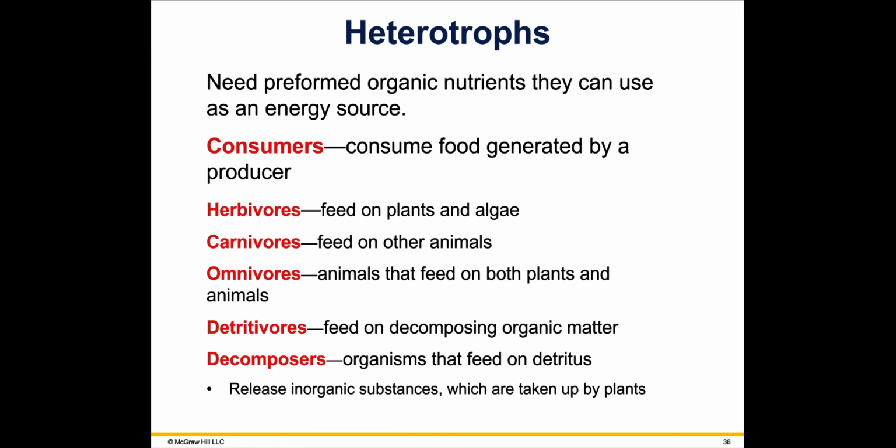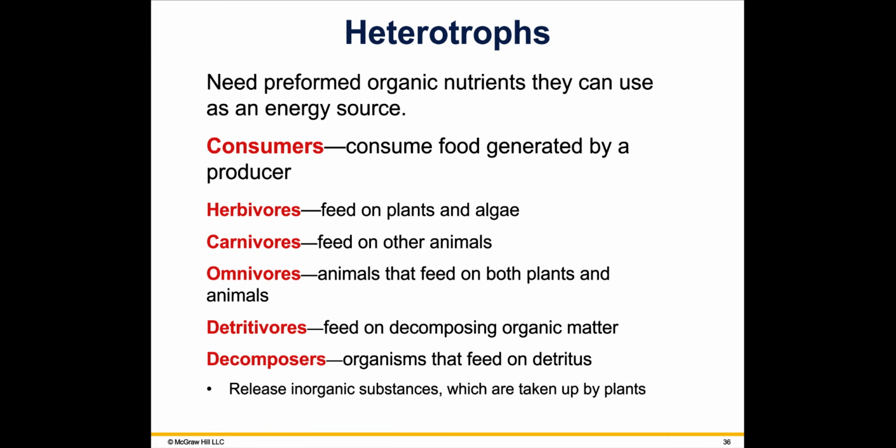Then we've got heterotrophs. They eat in order to get their energy source. So they need an organic source of nutrients. We can define them a few different ways. There's going to be consumers as the whole big word for heterotrophs. Consumers consume food that came from a producer.